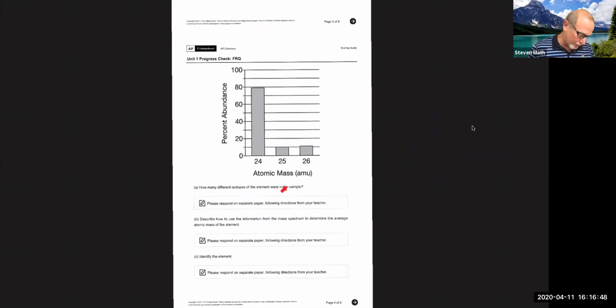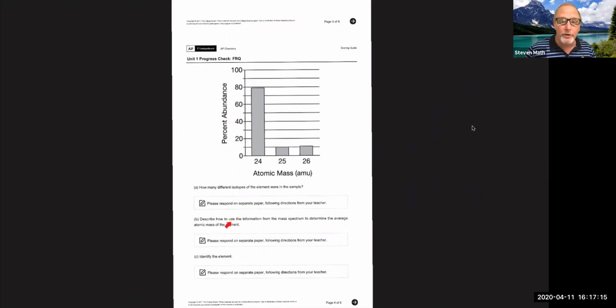How many different isotopes are there? How could you describe how to use the information from the mass spectrum to determine the average atomic mass of the element? Did they ask you to determine the atomic mass? No, they asked how would you use this information? This is one of those subtle little College Board things.